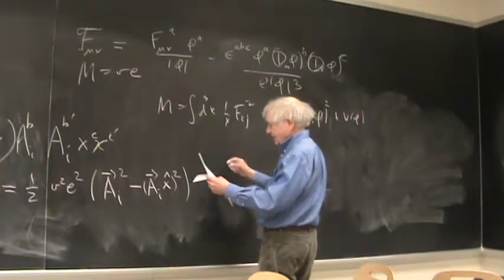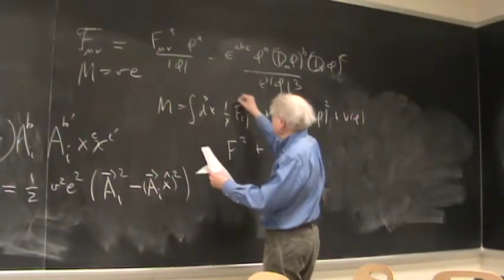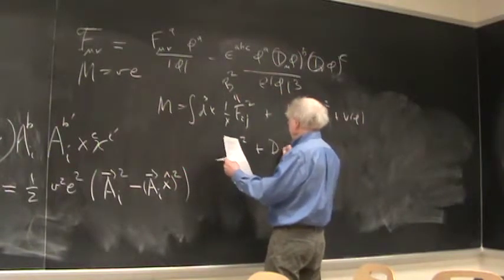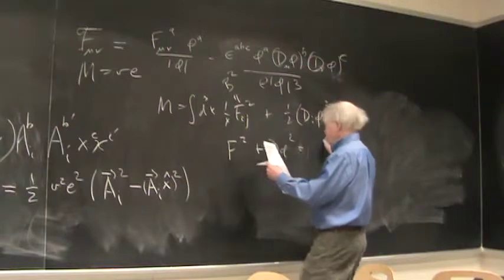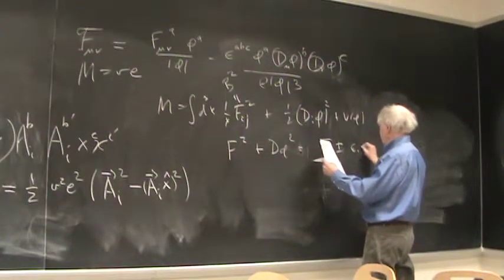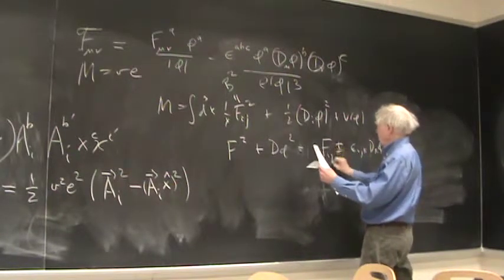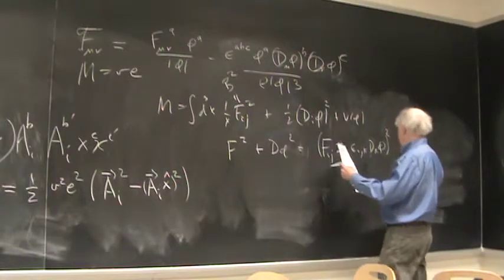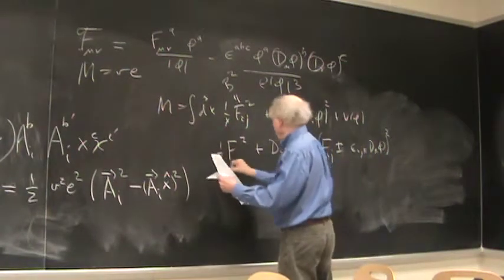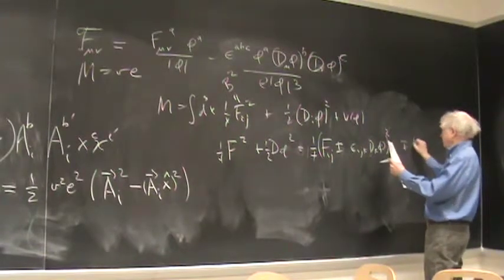And what you do, I'm going to leave out the factors of two. What you basically do is you say F squared, this of course is B squared, the non-abelian magnetic field squared. F squared plus D phi squared is F plus or minus, and then there's this tricky epsilon i j k D k phi i j squared. So if I put in the factors, a quarter, a half, minus or plus a half.